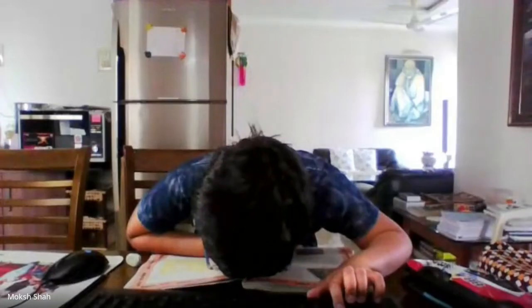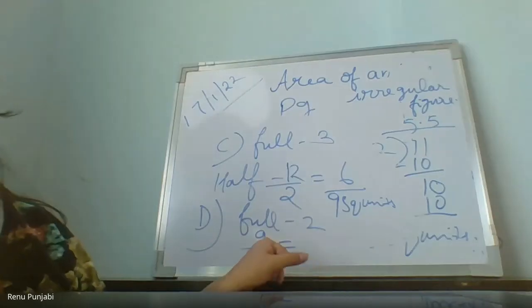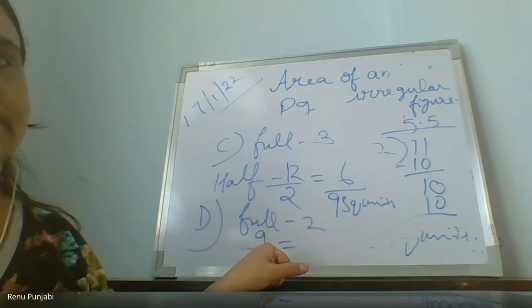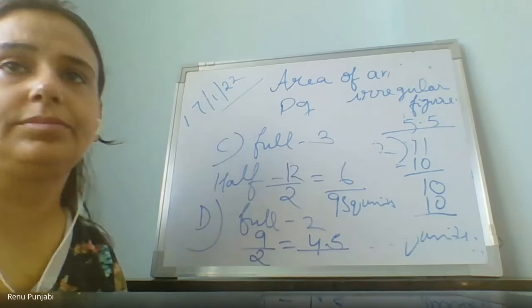2 full. 8 are wrong. 11 half. 9 are there. 9 halves are there. 4.5. Yes. Ma'am, in the D figure there are 2 full squares.